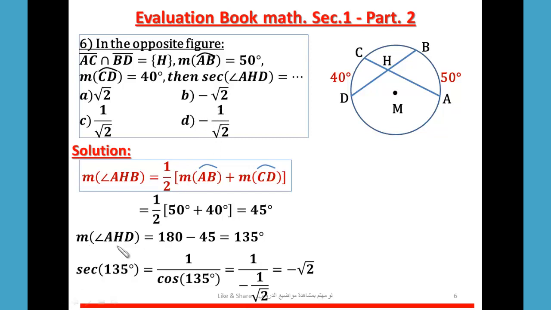Measure of angle AHD equals 135. But the required is to calculate secant angle AHD. Sec, it is the reciprocal of cosine. So sec 135 equals 1 over cosine 135, which equals negative root 2.